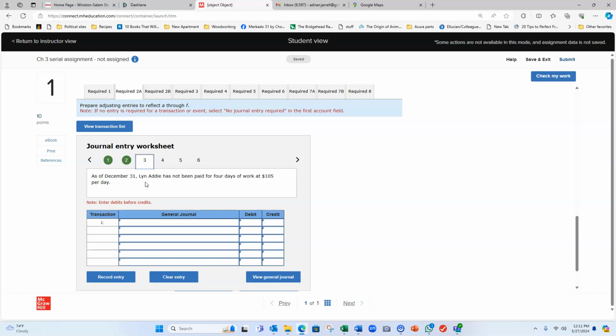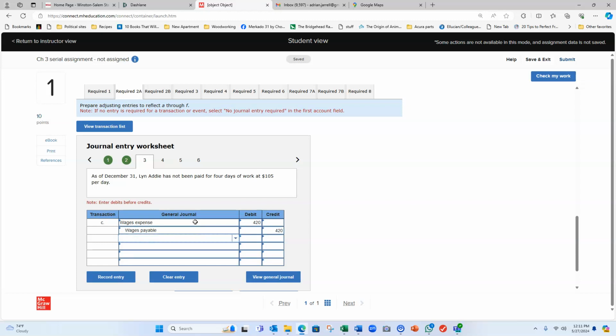Lynn Addy has not been paid for 4 days of work at $105. So 4 days of work, $105, that's $420. So that's going to be wages expense, $420. No, $420. 105 times 4, $420. And it's going to be wages payable, $420.